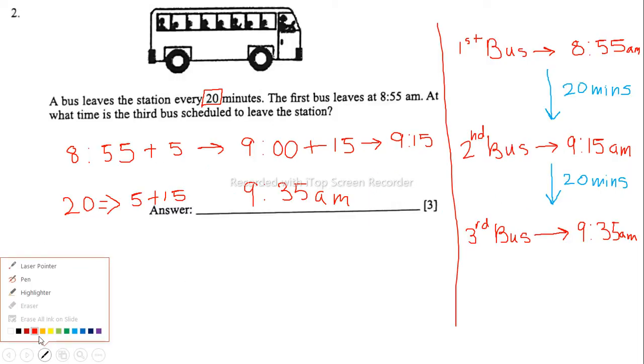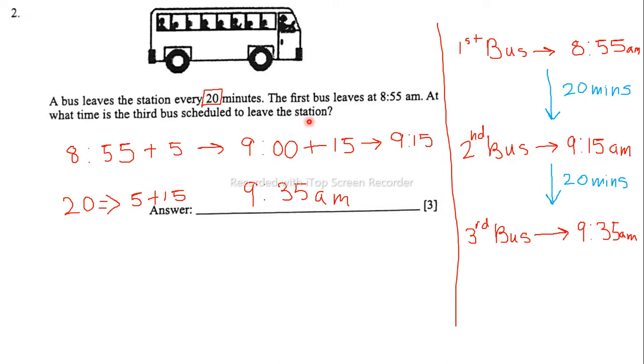Again, let me just go over this one. It says that a bus leaves the station every 20 minutes. The first bus leaves at 8:55 a.m. At what time is the third bus scheduled to leave? The first bus left at 8:55 a.m., and after 20 minutes the second bus leaves at 9:15 a.m. Then after another 20 minutes, the third bus leaves at 9:35 a.m.